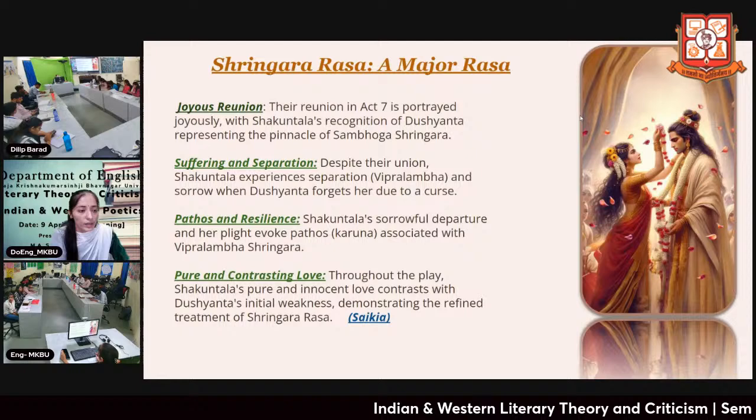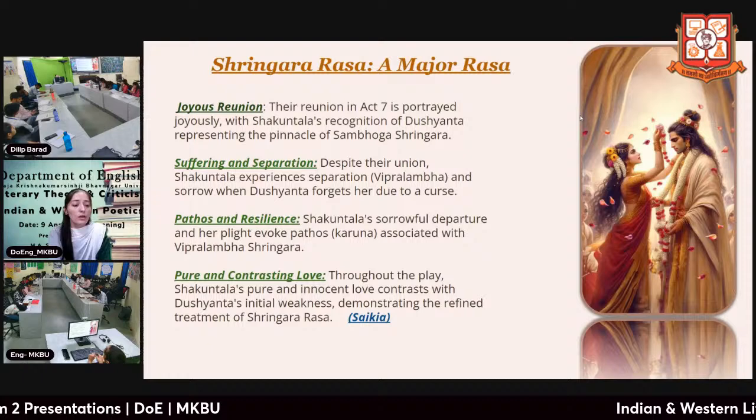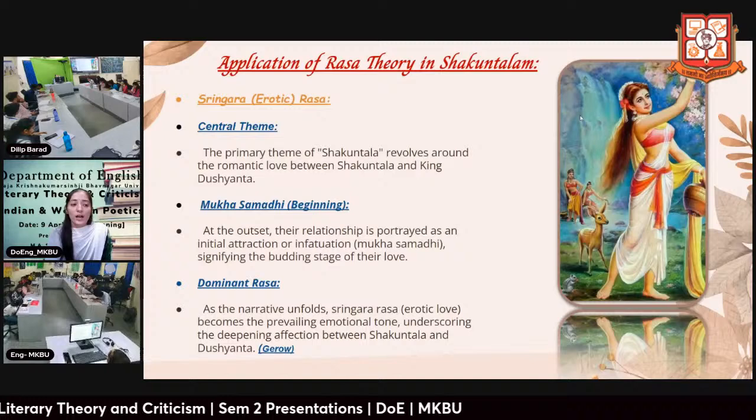In that, along with the slight mention of Shringar rasa, we can also find Shakuntala's sorrowful departure, a pure contrasting love. We can find that Shakuntala is the innocent love that we see earlier. Let's see how rasa theory is applicable in Shakuntalam. Shringar rasa is the core rasa.